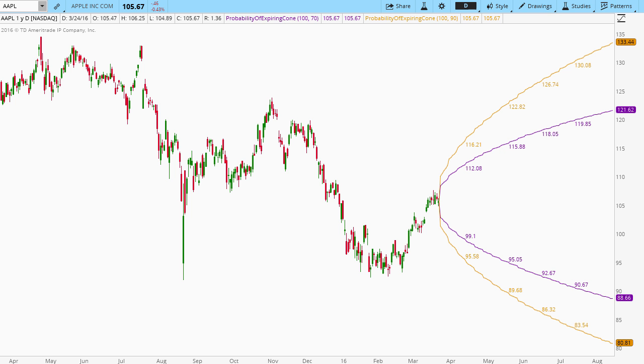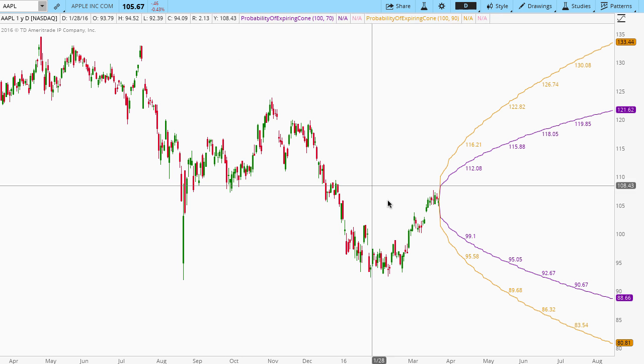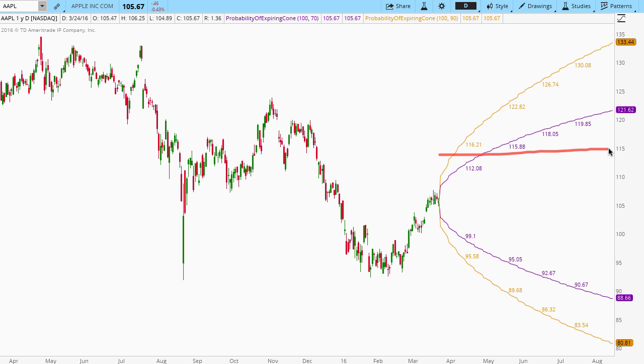Now, one of the ways that we can actually show this, and this is really cool, is looking at options pricing and doing some calculations with implied volatility, or making some volatility adjustments and assumptions. So what I did here with Apple is, if we look at this probability of expiring cone, I took this price level of 115.